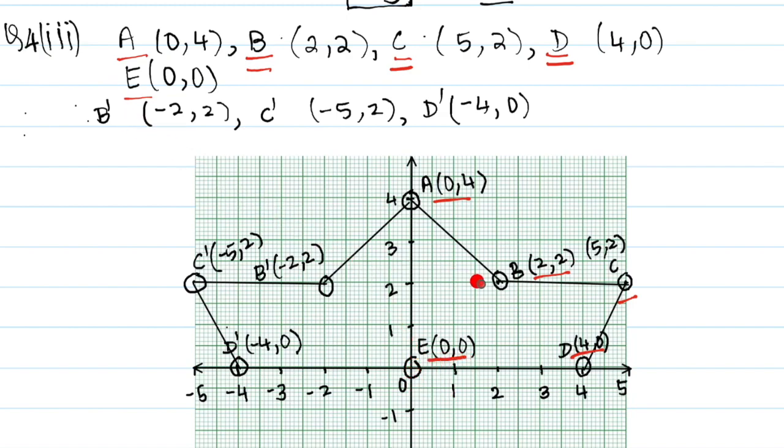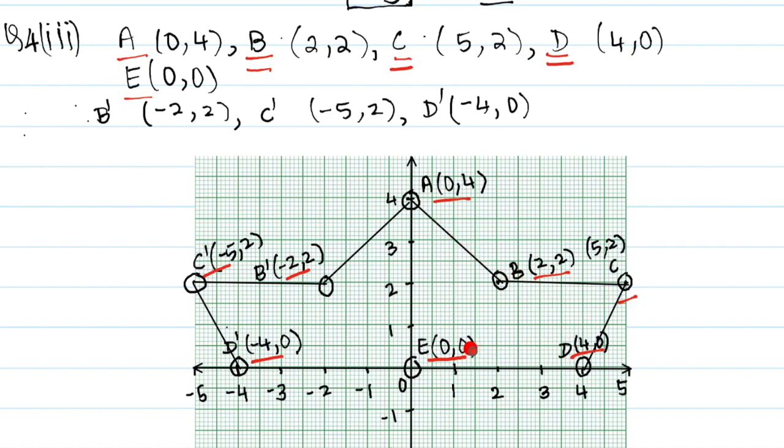And B dash will be reflected this way. So this is your B dash. C will be reflected like this to C dash. So C dash is here. And D will be reflected in the y-axis like this. So D dash is here. Now they tell you to join these points. It was in A, B, C, D, D dash, C dash, B dash and E.